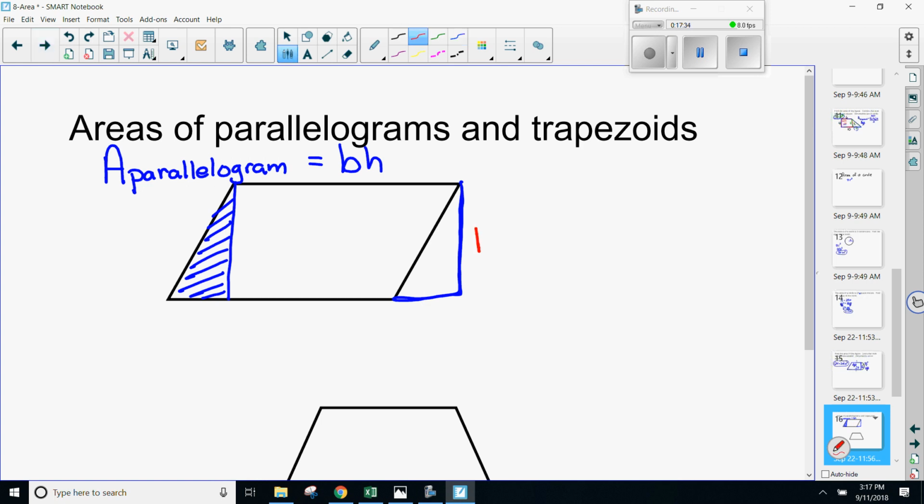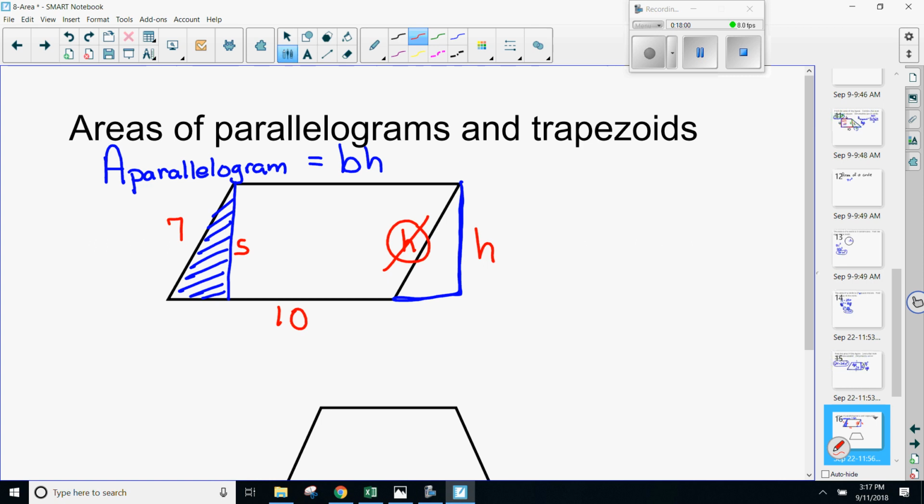Now keep in mind, what is your height? Your height is this distance right here. This is not your height. Don't use the slant height. If they told you this was 7 and this is 10, and this piece right here is 5, your area is 50, not 70. Make sure you use the height, not that slant distance.